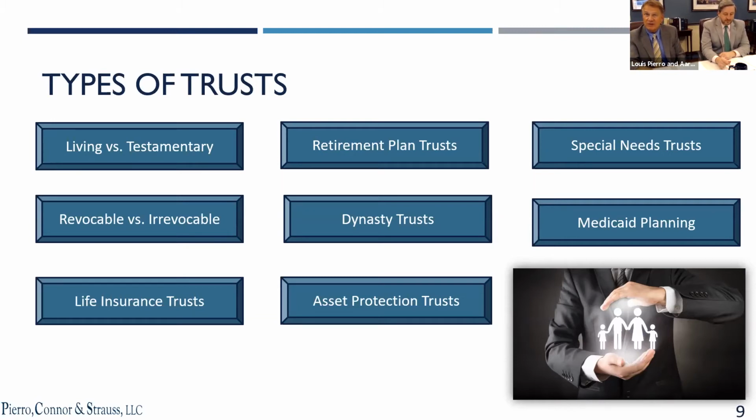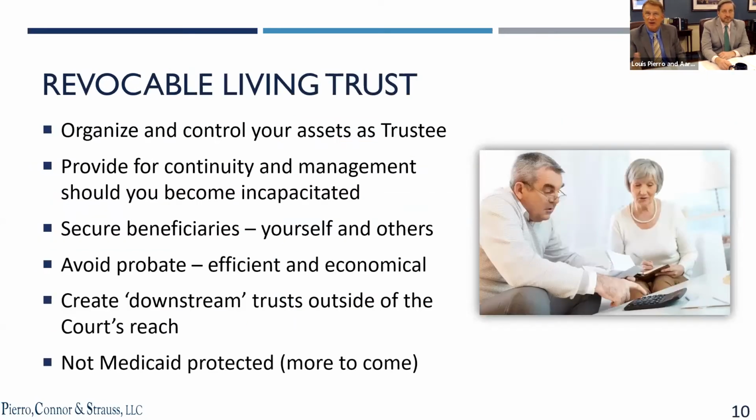You can stay free of that using living trusts. We'll talk about the revocable versus irrevocable, putting retirement plan benefits in trust, life insurance in trust. Those are typically asset protection and tax motivated trusts. And then we'll also talk about Medicaid and special needs trusts.